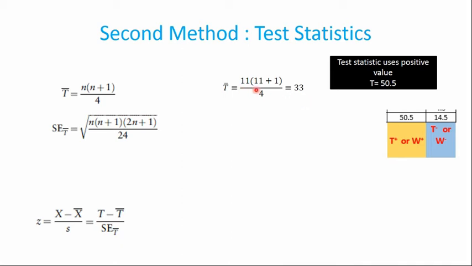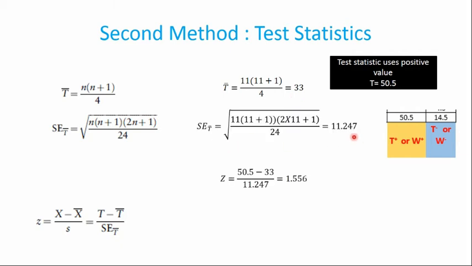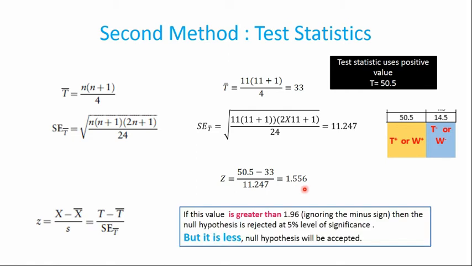N, I have put here 11. Now I got T bar equal to 33. Standard error is 11.247. Put the value 50.5 for T and 33 for T bar, and standard error of T is 11.247. Then we get Z equal to 1.556. In this method, we will compare this value with 1.96, ignoring the plus or minus sign.